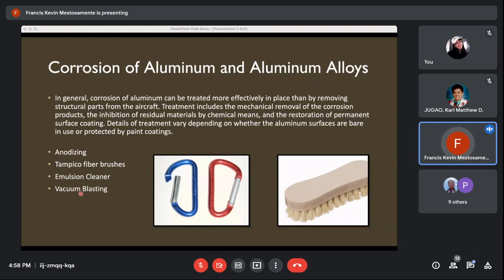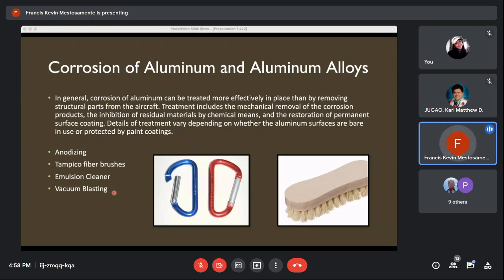Another example is vacuum blasting. Para tong abrasive blasting or sand blasting. Familiar na kayo doon, ginagamit to outside the aviation industry din sa mga pag-repair ng kotse. Ginagamit siya pang tanggal ng rust or even paint. So yung abrasive blasting or sand blasting, high pressure na nagbubuga siya ng sand.